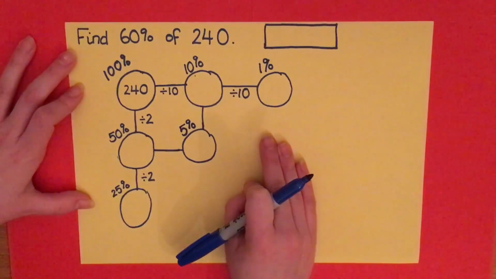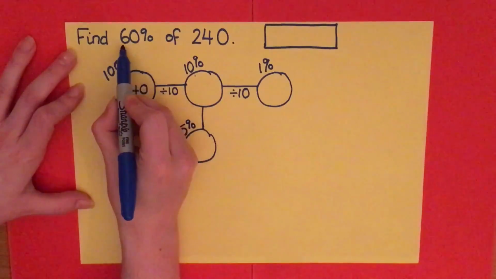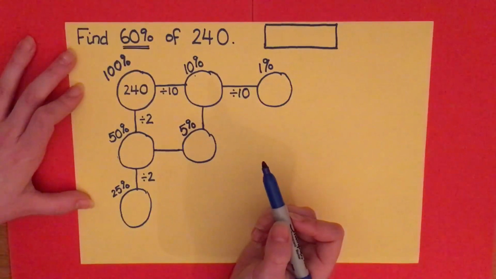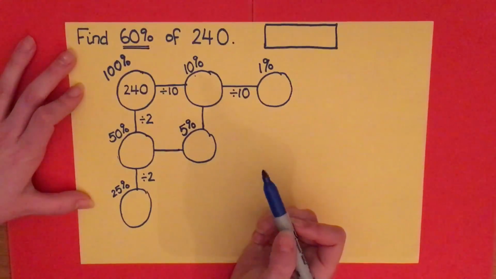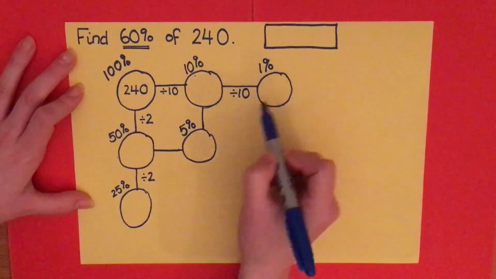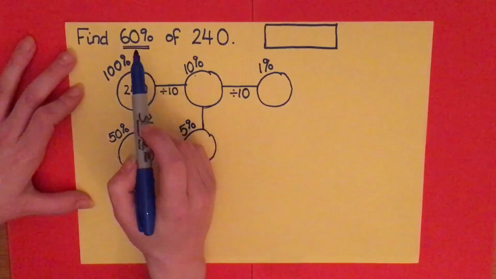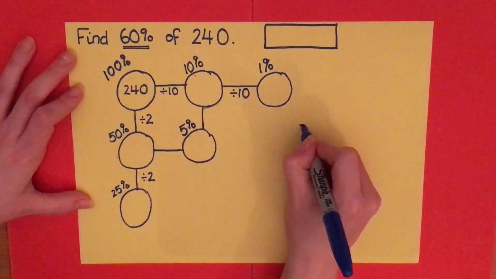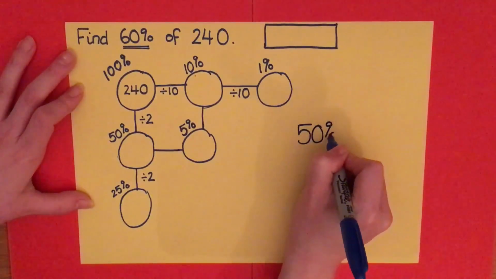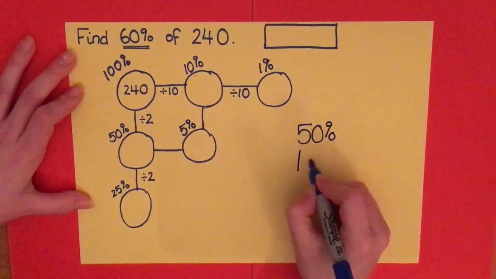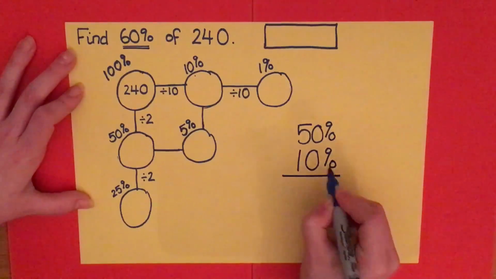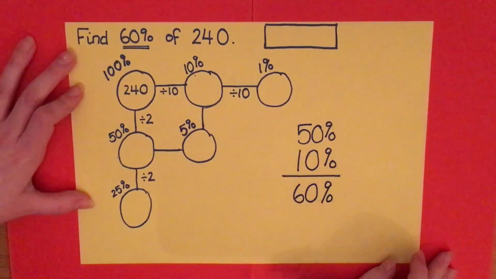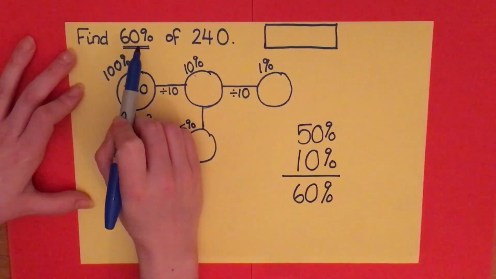We now need to put the numbers in it that are going to help us find 60%. And to make the bubble method useful, we can add any of these bubbles together to get us to this 60%. So I'm going to choose the 50% bubble and the 10% bubble, because 50 add 10 is 60%, and we need to find 60% of this number.